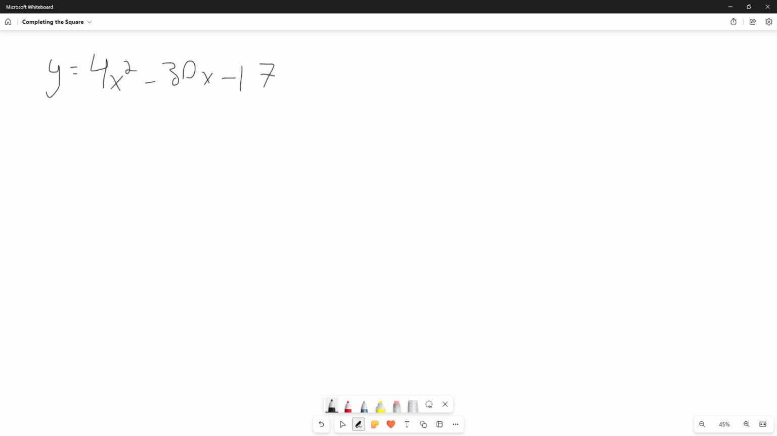From here we'll put the brackets around. We'll go y equals, we'll take out the 4. So it's x squared, and we have minus 30 divided by 4, which is 7.5. So we write down minus 7.5x.